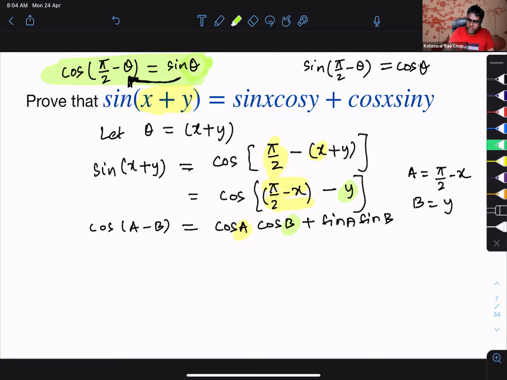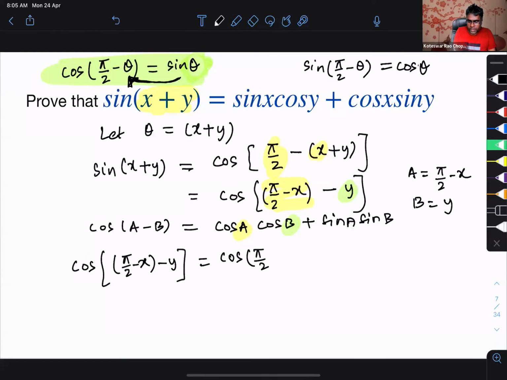So the right hand side, whatever we have in the right hand side will become... So now cos of a is pi by 2 minus x, b is y. So on the right hand side, we have cos of pi by 2 minus x, and then cos y, plus sine of pi by 2 minus x, and then sine y.